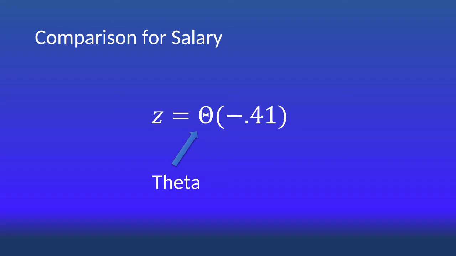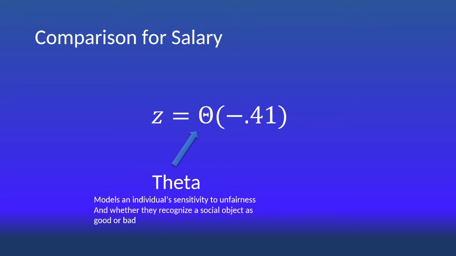It represents an individual's sensitivity to unfairness, and it represents an individual's understanding of the social object in question as good or bad. When theta is negative, it means that the individual understands the social object as bad. For example, if prison sentences were being compared, then theta would be negative for most people. That's because most people don't want to go to prison. In this case, salaries are being compared, so theta is positive. That's because salary is understood as a good. People want money.